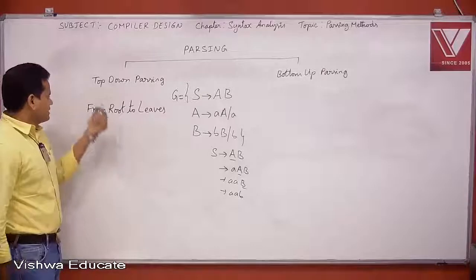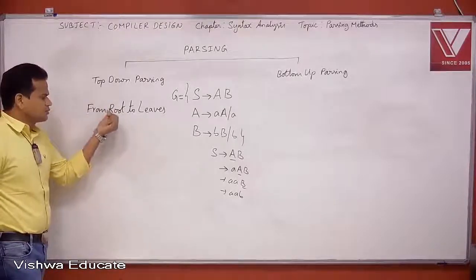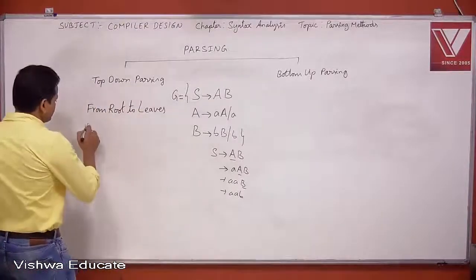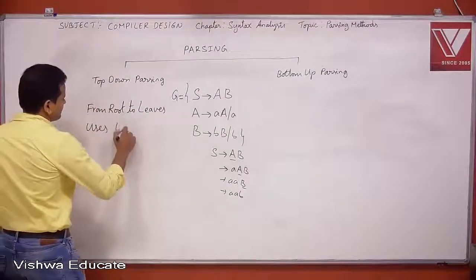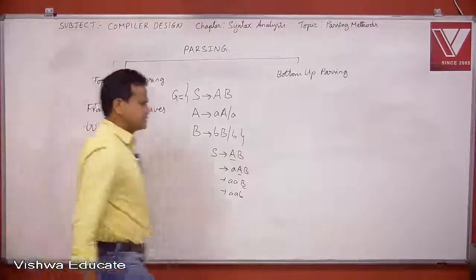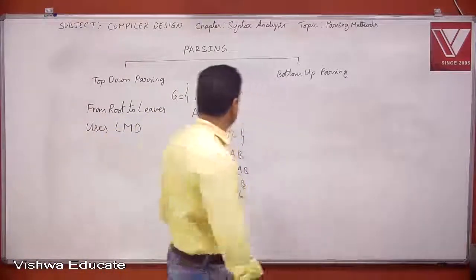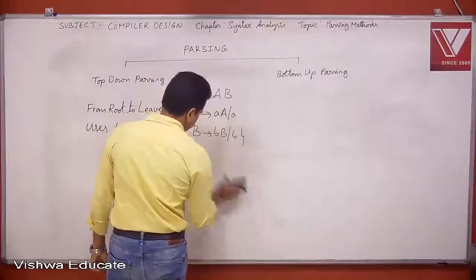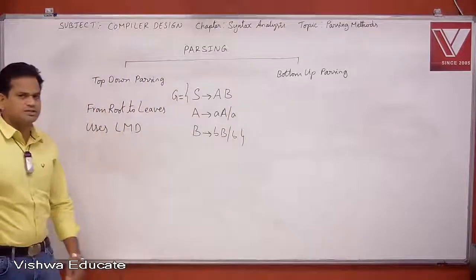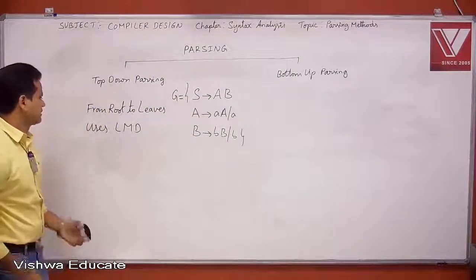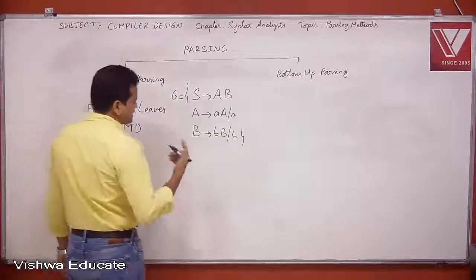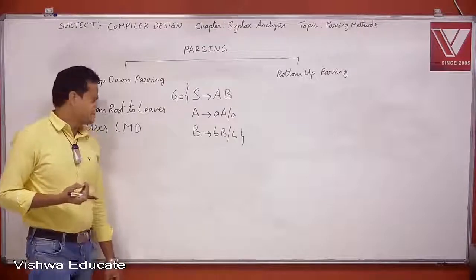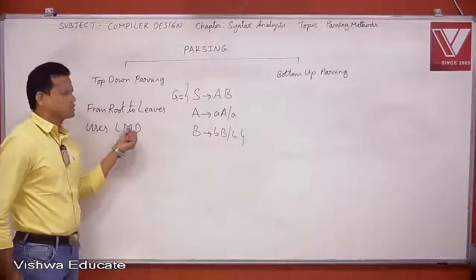What is the top down? It starts from the root, meaning the start symbol, and it derives the string. Next one: uses leftmost derivation. This means every time it applies a production, LMD means every time it applies a production to the leftmost non-terminal.